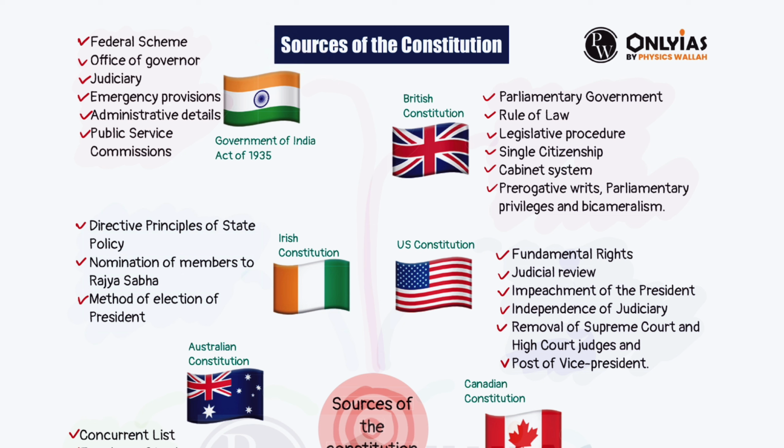What were the features we took from the Government of India Act 1935? Those features were the federal scheme, the office of governor, the judiciary, the emergency provisions, the administrative details, and the public service commissions. And what we took from the British Constitution? We took the parliamentary government, the rule of law, the legislative procedure, the single citizenship, the cabinet system, the prerogative writ, the parliamentary privileges, and the bicameralism.